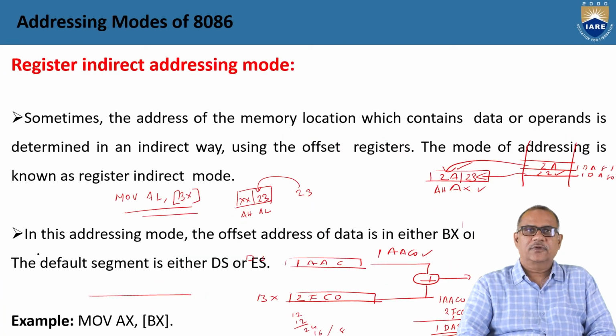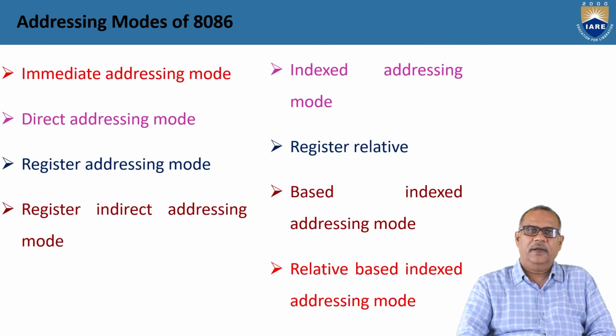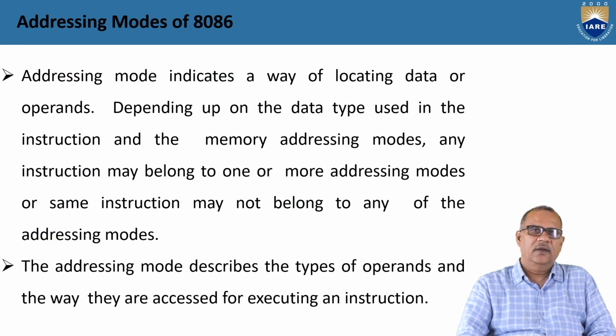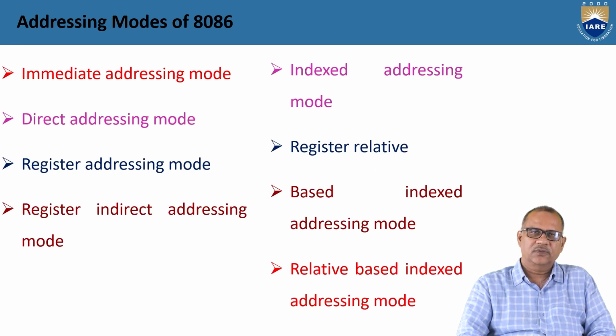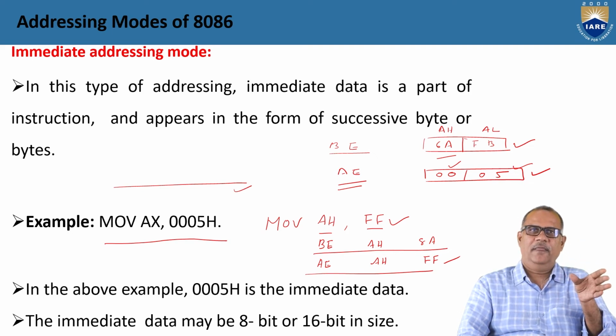So we have discussed various addressing modes. Basically, they indicate how to locate the data, and the different addressing modes are immediate addressing mode, direct addressing mode, register addressing mode, register indirect addressing mode, indexed addressing mode, register relative addressing mode, based indexed addressing mode, and relative based indexed addressing mode. In immediate addressing mode, the data is a part of the instruction. So you don't have to search anywhere for the data.